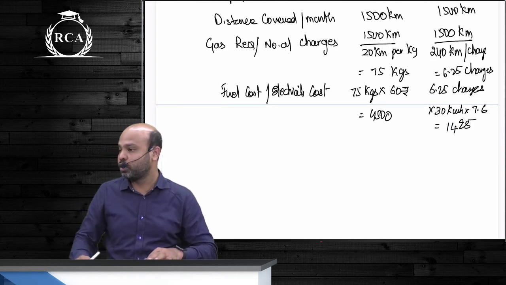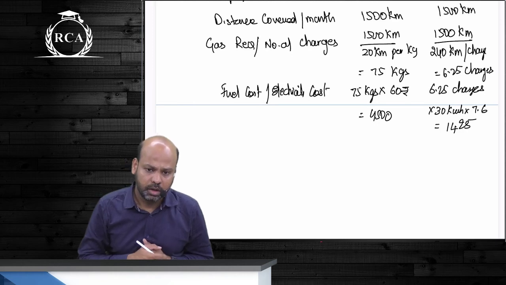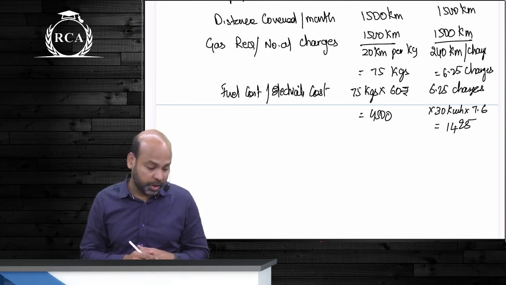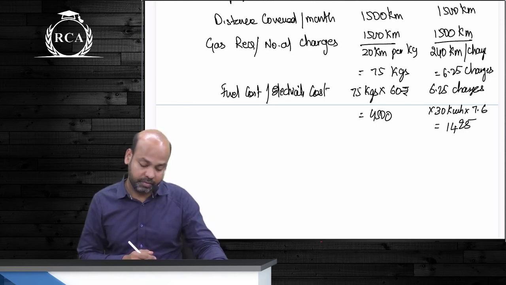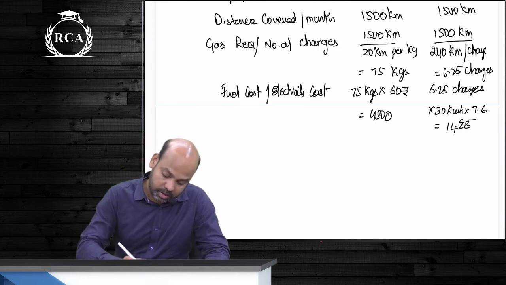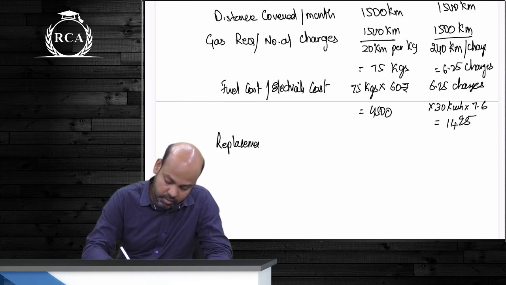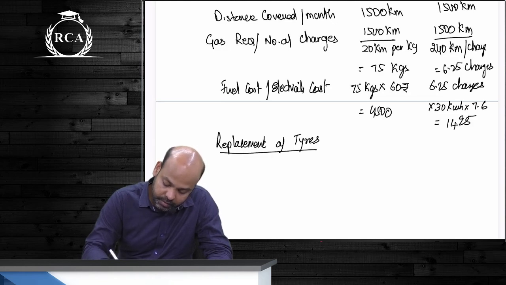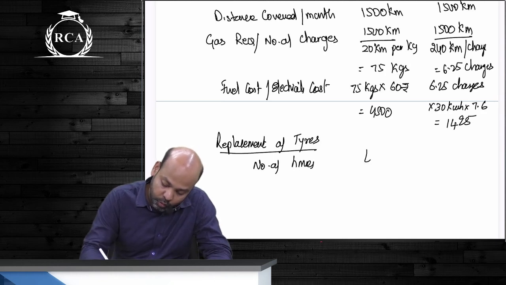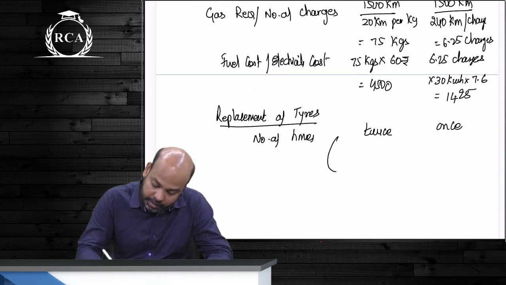We got the answer to the first and the second bit. Depreciable value as well as fuel cost. Now beta, replacement of tires beta. Number of times, twice, once. ये twice कब करोगे बेटा?